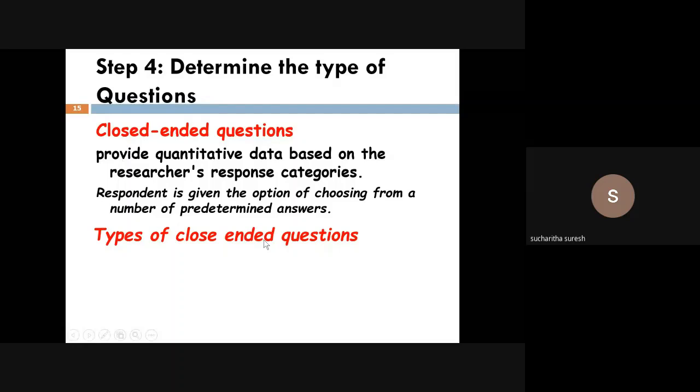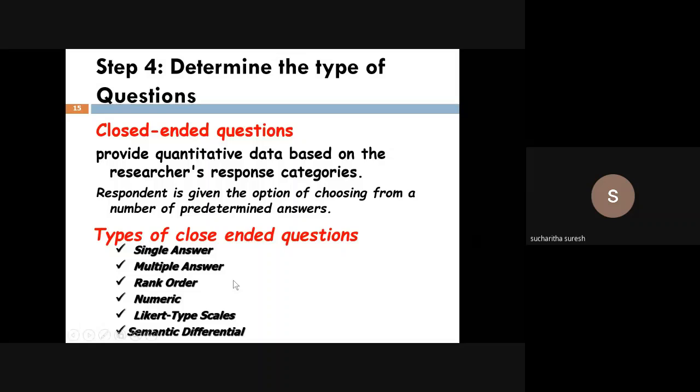So, we are talking about closed-ended questions. With closed-ended questions, we are giving the options to the people and they have to choose one of them, or one or many of them. We will see what options there are. Now, types of closed-ended questions. Listen to me carefully. It can be a single answer. It can be multiple answer. It can be rank order. It can be numeric. It can be Likert type. It can be semantic differential type. So these options are there.